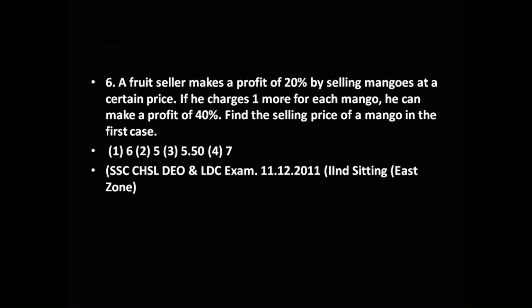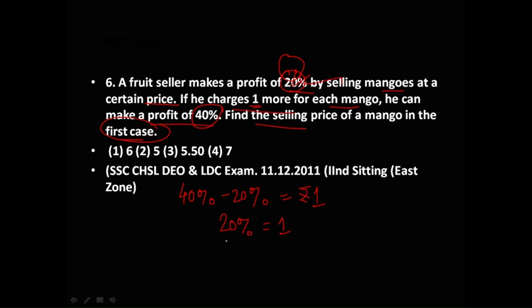A fruit seller makes a profit of 20% by selling mangoes at a certain price. If he charges one rupee more for each mango, he can make a profit of 40%. Find the selling price of the mango in the first case. Firstly, he is selling at 20% profit, and next he is selling at 40% profit. What is the difference in value? Rupees 1. So what can we say? That 40% minus 20% equals rupees 1. Means 20% equals rupees 1, right?